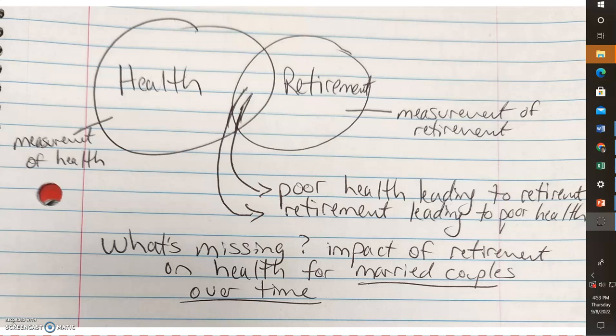Now, a Venn diagram might not be the best way for you to do it. Maybe you want to do a table or a flow chart or some other kind of way. But this is just the way that my mind works. So I hope this example is helpful.